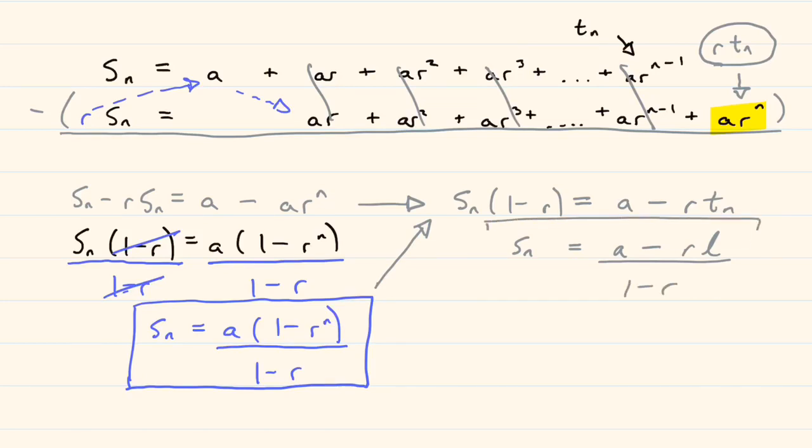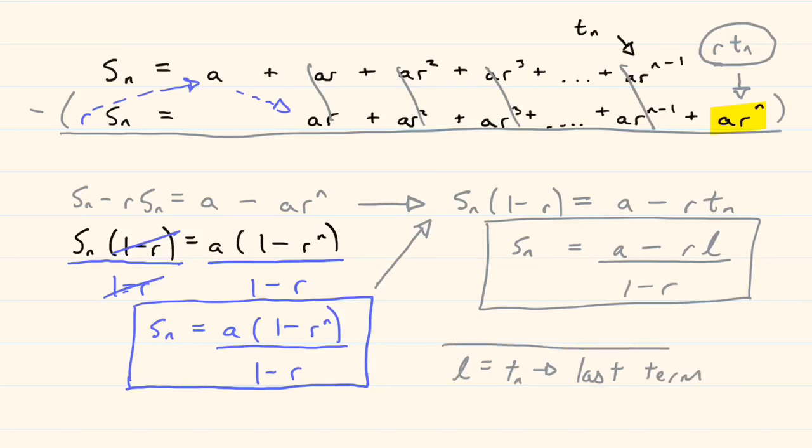What that L actually stands for is tn. So sometimes this equation is written as a minus r times tn over 1 minus r, or a minus rl over 1 minus r, where L means last term.